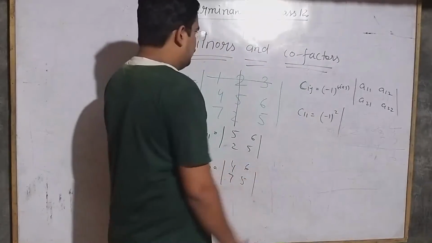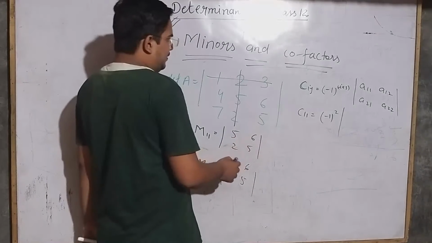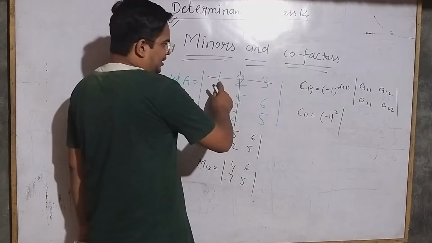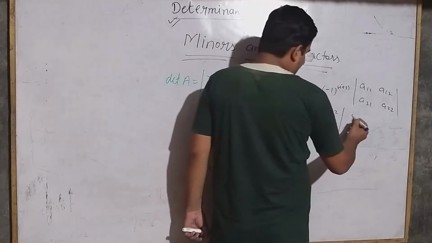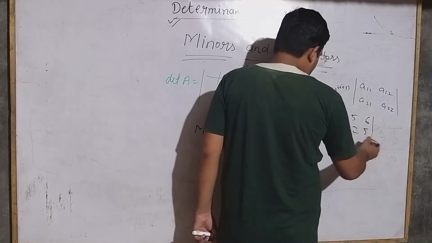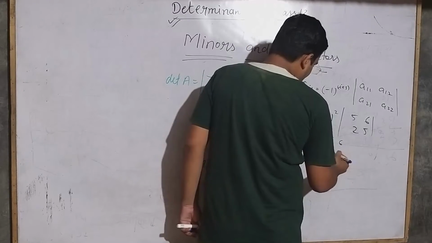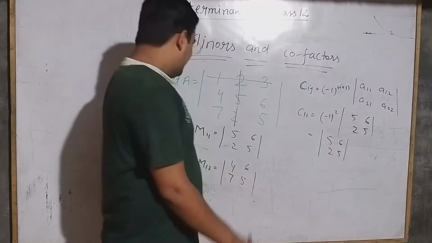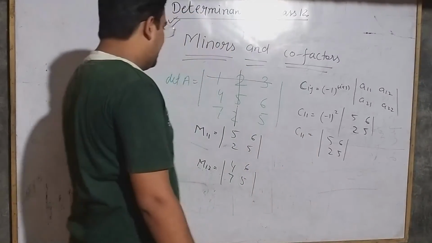And A11, now look at this, I am talking about C11. First I will remove this row and this column. What do you have? You have 5 6 2 5. This is the 5 6, this is the 2 5. So for C11, the value will be 5 6 2 5. Are you getting my point? So here the minor and cofactor of 1 1 are equal.